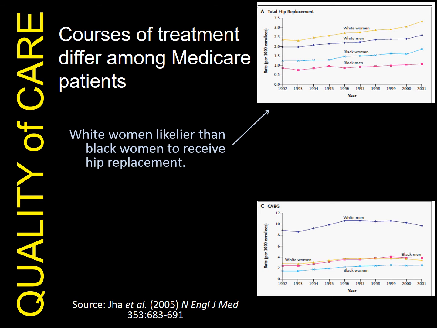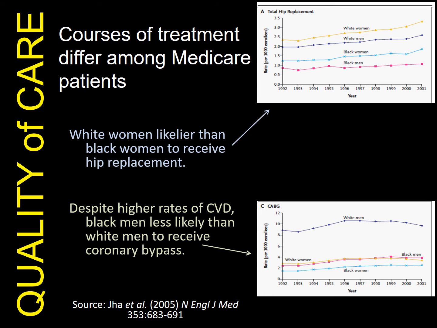Now, why? Why would one person who needed a hip replacement get one and another person wouldn't, especially since you have the same exact insurance? On the lower panel, panel C, this is coronary bypass surgeries by demographic. And despite higher rates of cardiovascular disease, black men were less likely than white men to receive a coronary bypass surgery. And you can see the difference, the magnitude difference.